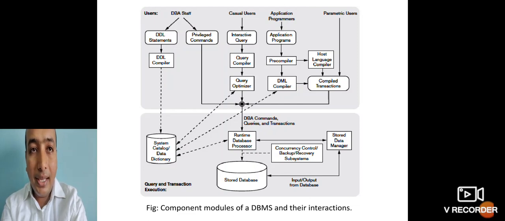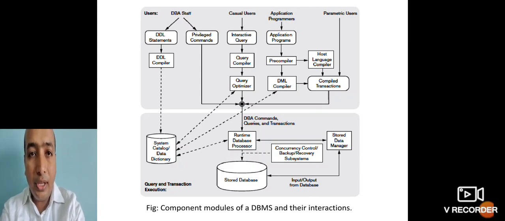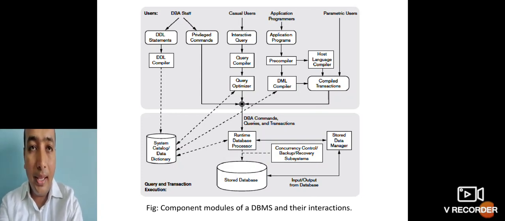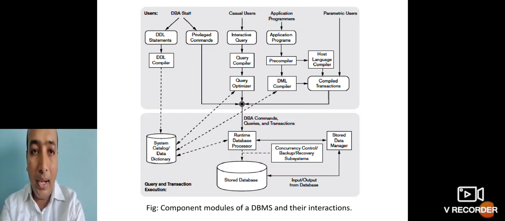The DBA staff will be working with the different DDL statements, that is, data definition language statements, along with the privilege commands. For executing the DDL statements, you can find that you have your DDL compiler here, which is moving on to the system catalog or the data dictionary. Dear students, remember in our entire architecture we have something called a system catalog or a data dictionary. It is the place where we refer to the data which has been stored. Also the DBA staff works with your privilege commands. I think you remember what we know about privilege commands.